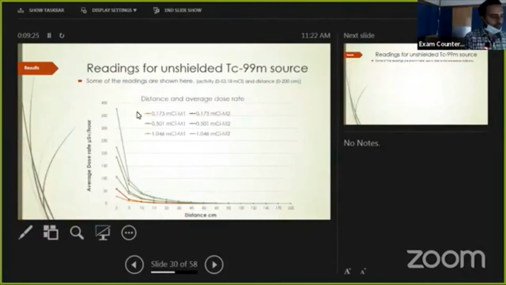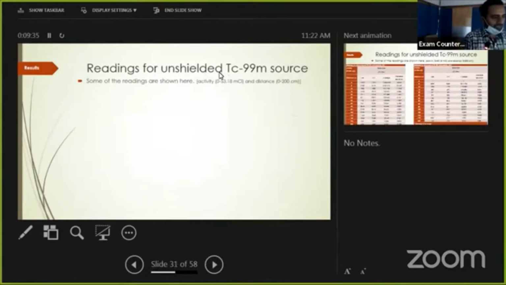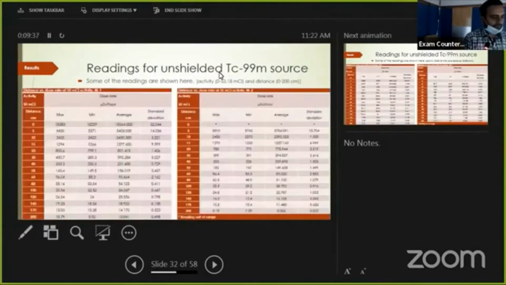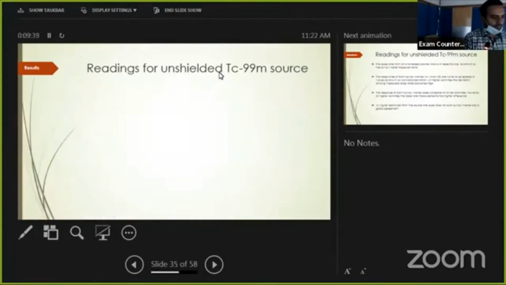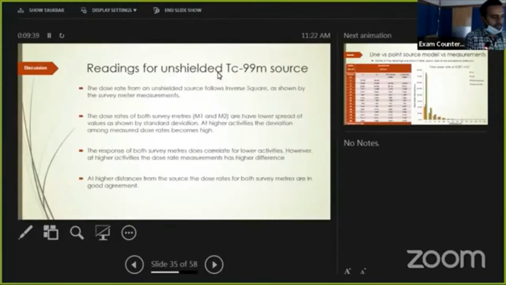Okay, so those who have seen these kinds of graphs, this is basically the inverse square law. This is following the inverse square law. It is for the unshielded technetium-99m source. These are some more readings. Now, related to the patient, first of all, all these readings are comparable with the line source and the point source model as well.